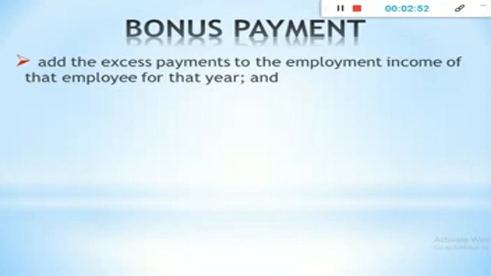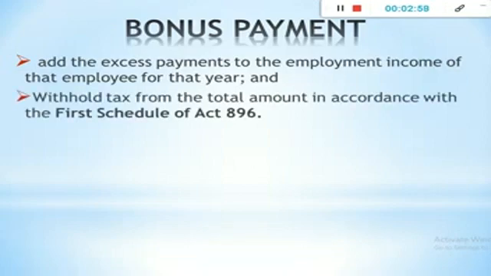Then, once it is treated as a cash allowance, it will be subjected to the fair schedule, and that's the second point. You have to withhold tax from the total amount in accordance with the fair schedule of Act 896. So once the bonus payment has been included in the employment income, the total amount of the employment income, which we term your chargeable income or your taxable pay, will be taxed under the fair schedule of Act 896.